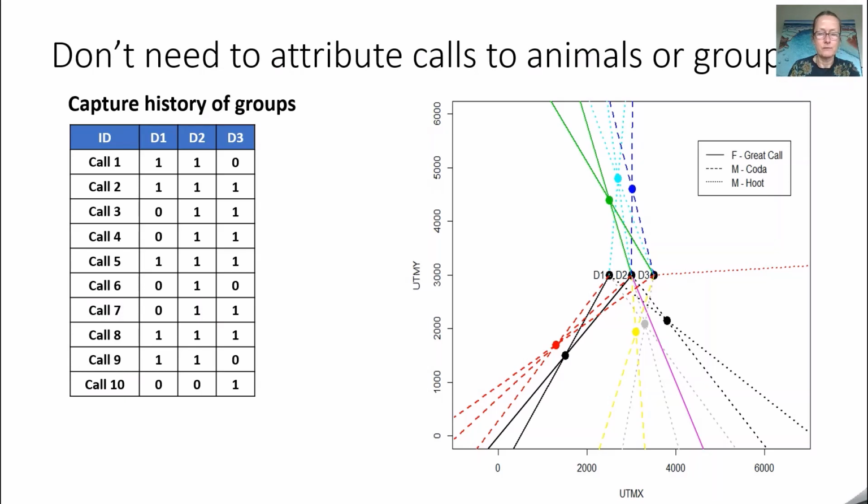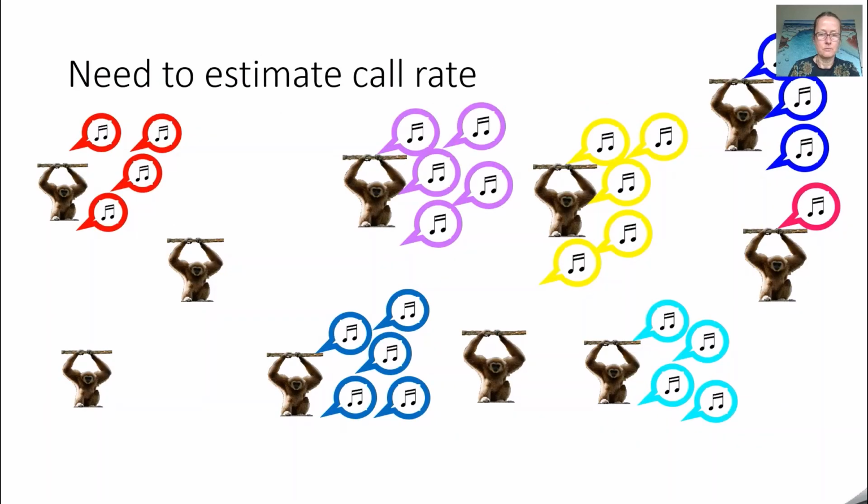So one of the lessons we learned from this exercise is that you don't need to attribute calls to animals or groups anymore. So if you look at the capture history here, that is the only data that goes into the model, and it does not include any information that relies on identifying individuals or groups. We do not even need to identify the location of the animals as indicated by the colored dots in the image. That just simply helped with the matching.